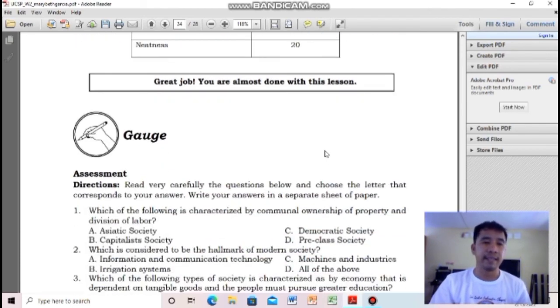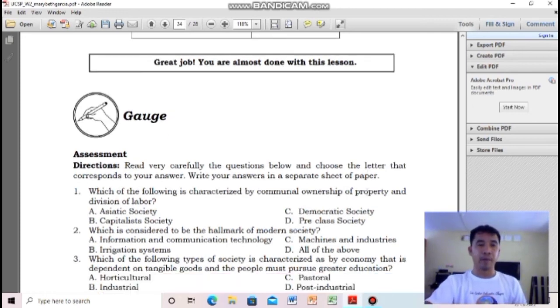Okay. Next, last part will be the assessment, by which we will be answering some of the questions from 1 to 20. The same way, there is an answer key in your module. Try to refer to the answer key being provided to you at the end of your learning module.